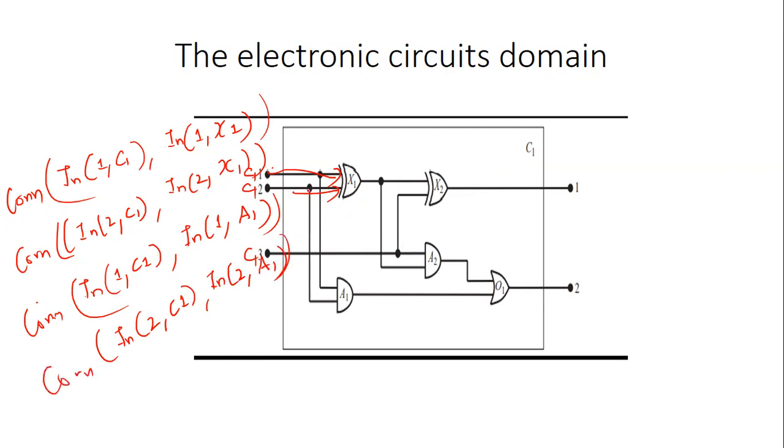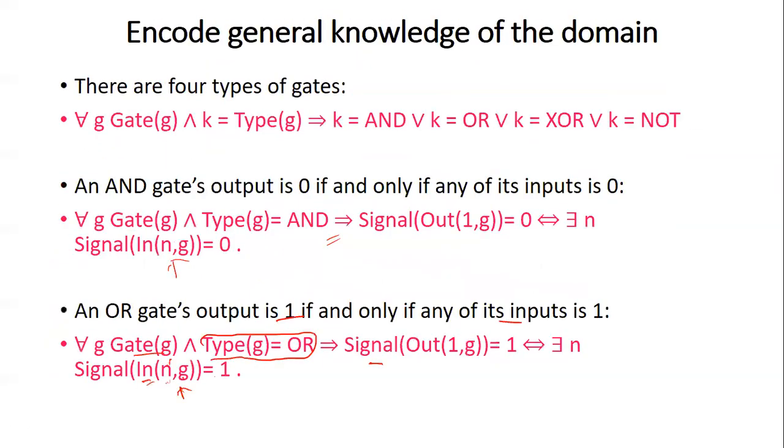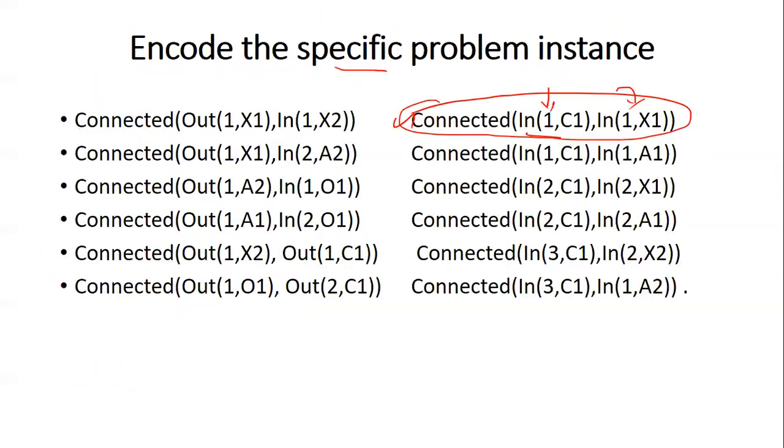So now we have specified these connections, and all these things, right? Like that, we can build up the knowledge base. So that's what this says. Connected: the first input of C1 is nothing but the first input of X1. The first input of C1 is also the first input of A1. The second input of C1 is nothing but the second input of X1. The second input of C1 is also the second input of A1, right?